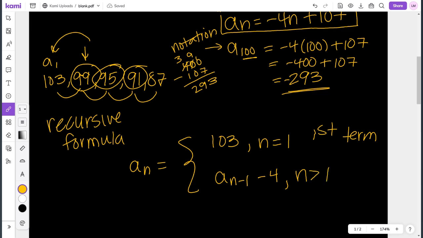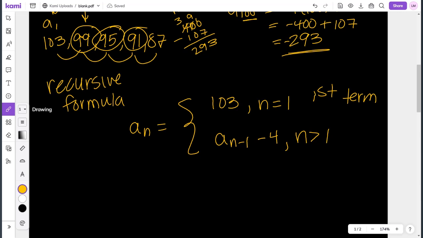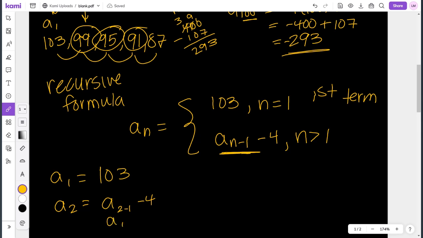Recursive formulas are very limited. They can only find the next term. They can't find any term like the explicit formula does. Okay, so let me just quickly make this make sense. My first term is 103. That's a sub 1. My term number 2, if I put it in this formula, it looks like a sub 2 minus 1 minus 4. That means a sub 1 minus 4. So I pick up the a sub 1 term, which is 103. So I have 103 minus 4, which is 99.